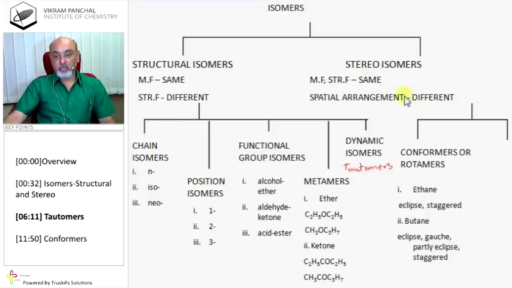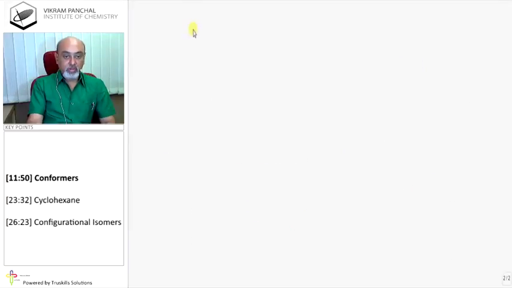Now we will see stereoisomers, in which molecular formula will be same, structural formula will be same, but arrangement of atoms in space will be different. There are two types of stereoisomers. First is conformers, and second is configurational isomers. First of all, we will discuss conformers.